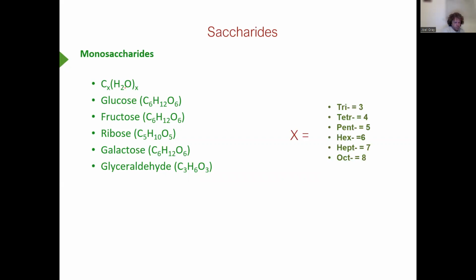When we talk about larger sugars, our nomenclature includes a triose, which is three carbons, a tetrose, which is four carbons, pentose is five carbons, hexose is six, heptose, and an octose would be eight carbons. So that prefix plus -ose indicates a sugar. That prefix indicates the number of carbons in that sugar.